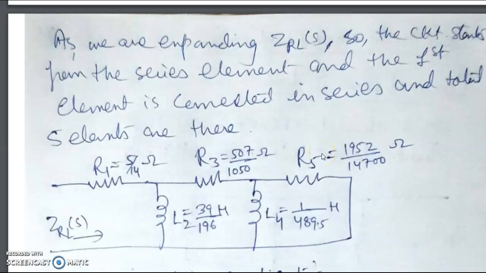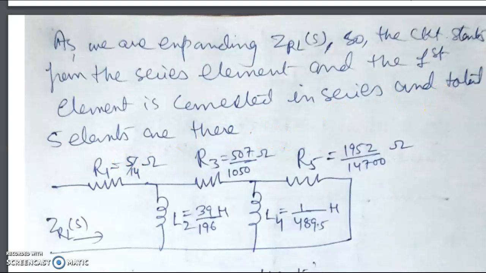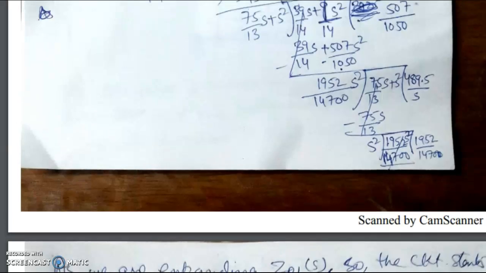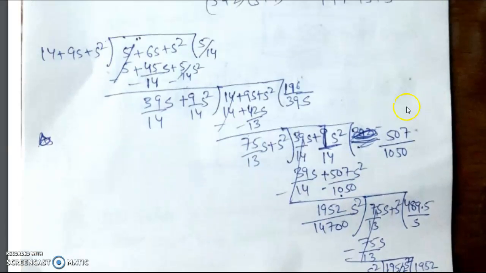Total 5 quotients are there. That means 5 elements will be there. Because we are realizing the impedance function of the RL network, the first quotient will give the impedance of the first element. So the impedance of the first element is equal to R1, which is equal to 5/14. Second quotient will give the admittance of the second element, that is equal to 1/(sL2). That means L2 is equal to 39/196.